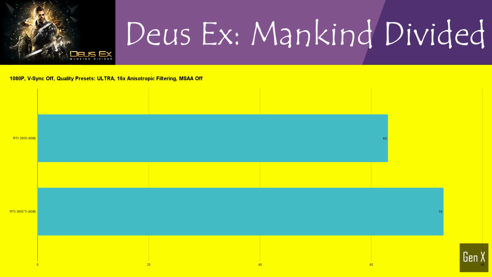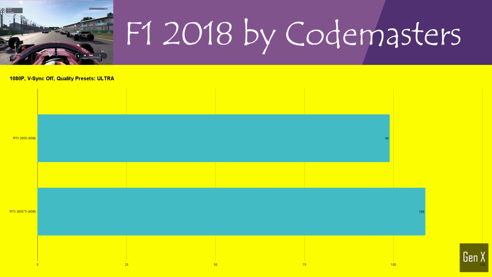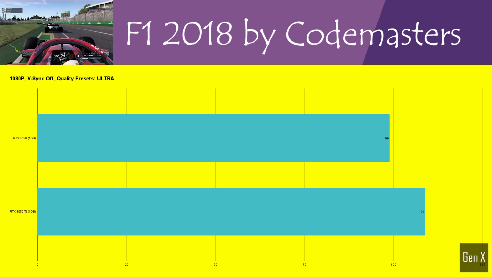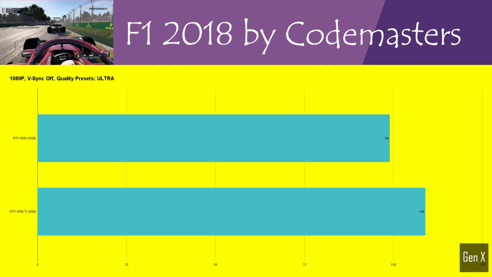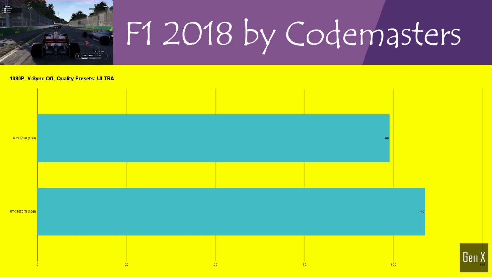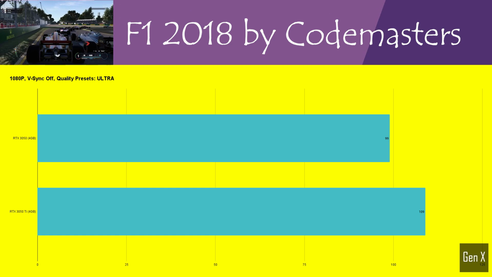A 5% gain in this case over the 3050. Deus Ex: Mankind Divided also has a built-in benchmark tool. In this title, the 3050 scored 63 frames per second and 73 frames per second for the Ti version. This is the biggest percentage difference so far at 16%. F1 2018 is a fabulous racing game developed by Codemasters. The 3050 scored 99 frames per second in the benchmark at ultra settings, and the 3050 Ti scored 109 frames per second. A solid 10% gain for the latter.